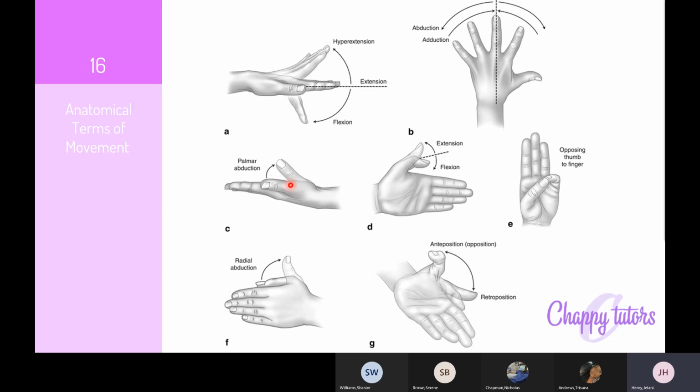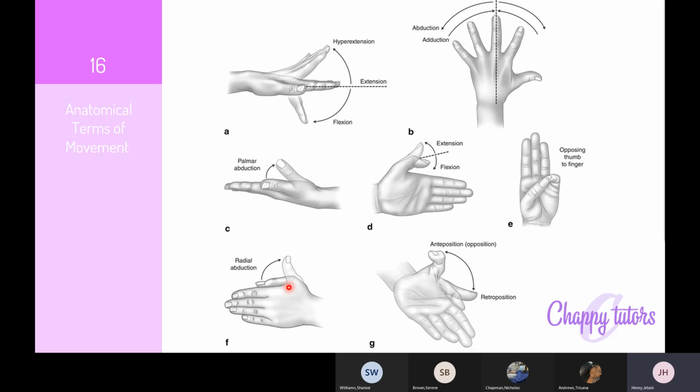So that's palmar abduction, right? Here we have flexion and extension of this joint in the thumb. Flexion, decreasing the angle between this part of the thumb and this part. Extension, increasing the angle between here and here, right?